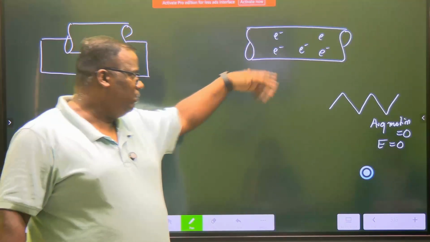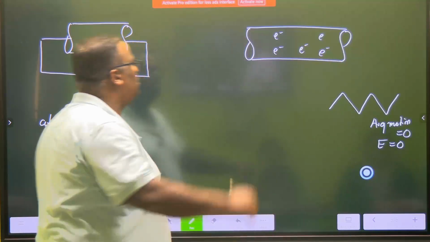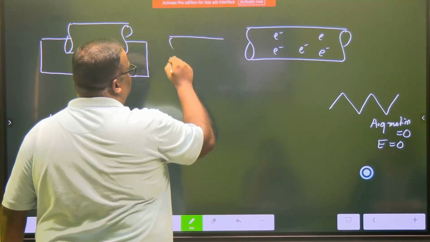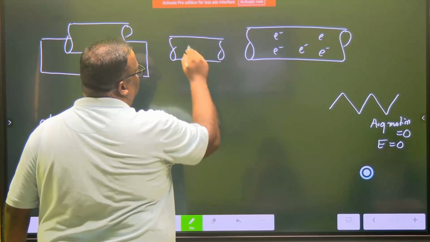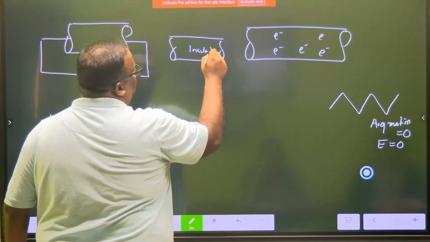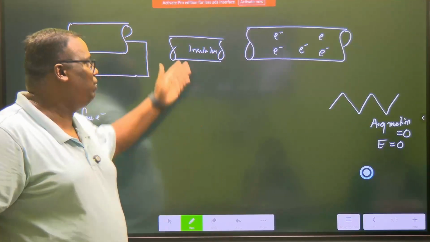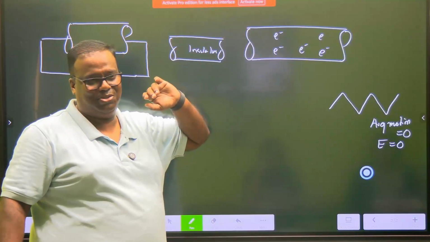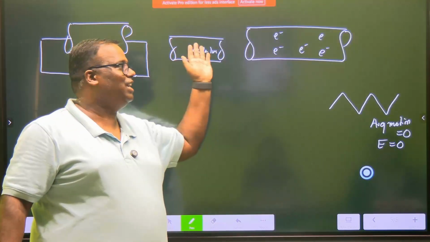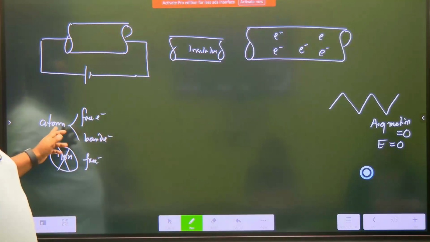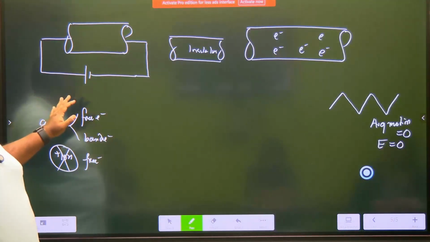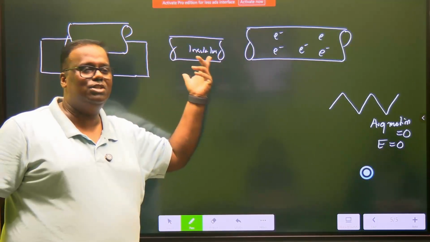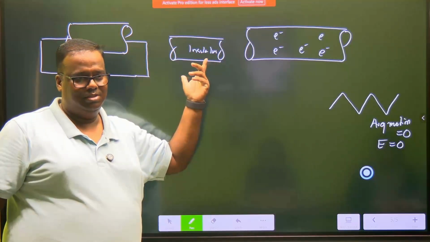Okay, sir, leave the conductor and bring an insulator. Sir, I have brought an insulator. This is my insulator. Our insulator is such an unlucky fellow. He does not have any free electrons at all. In his case, the mother is so strict that every electron is a bound electron. So here we don't expect any sort of current flow to happen.